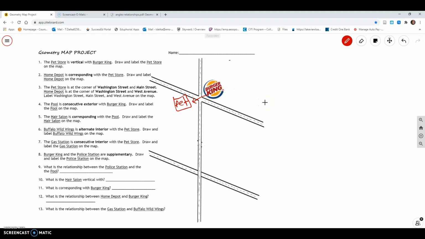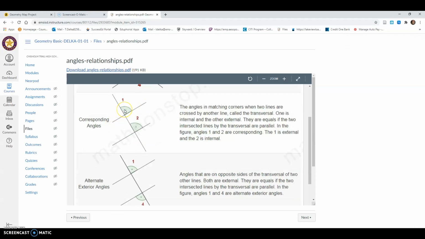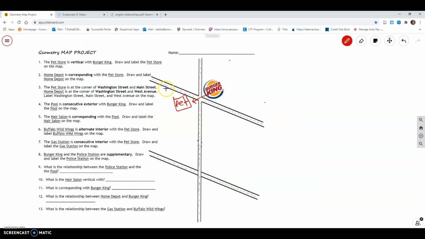Home Depot is corresponding with the pet store. Draw and label. Let's go back to our notes. Corresponding. One's exterior, one's interior, cut by a transversal. Let's go back. One's exterior. We got this all right here. And this is interior because you see here's a line and here's a line, so they're inside right here. So the pet store is inside. I need an angle that's going to be outside, which is here, because this one right here is still inside.